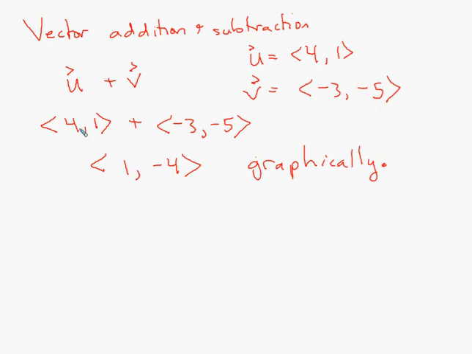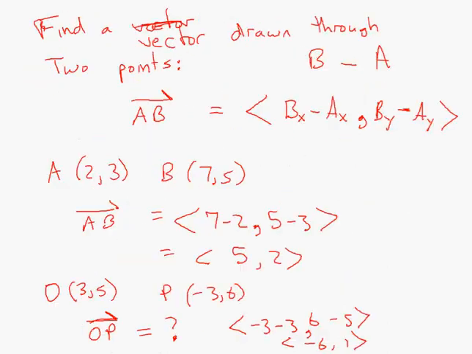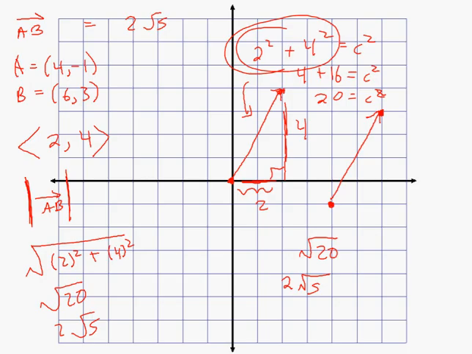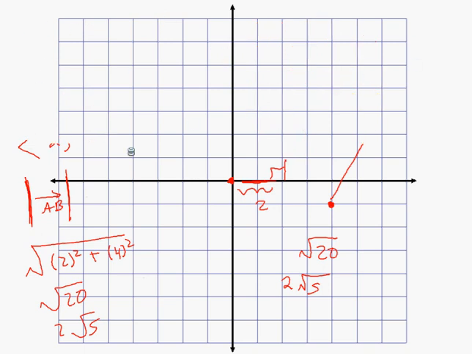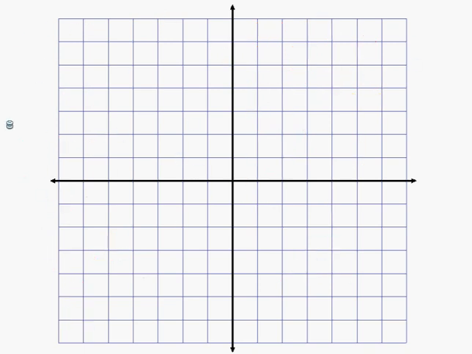All right, so my first vector was 4, 1. I've got to erase all this. My first vector is 4, 1. That's right here. It doesn't matter where I draw this. I can't emphasize that enough. I'm just choosing to draw it from the origin because that's easier.